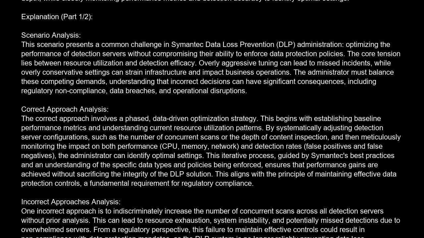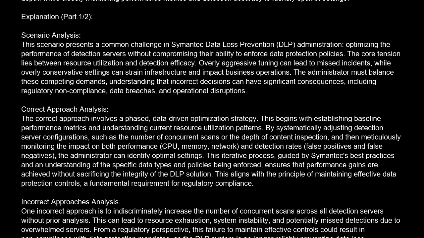By systematically adjusting detection server configurations, such as the number of concurrent scans or the depth of content inspection, and then meticulously monitoring the impact on both performance (CPU, memory, network) and detection rates (false positives and false negatives), the administrator can identify optimal settings. This iterative process, guided by Symantec's best practices and an understanding of the specific data types and policies being enforced, ensures that performance gains are achieved without sacrificing the integrity of the DLP solution. This aligns with the principle of maintaining effective data protection controls, a fundamental requirement for regulatory compliance.